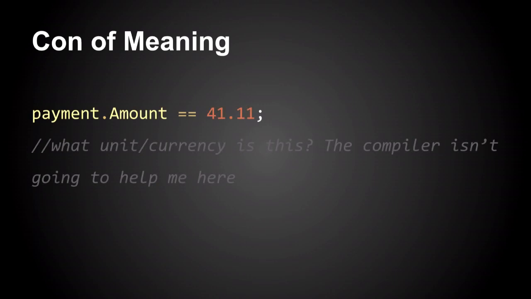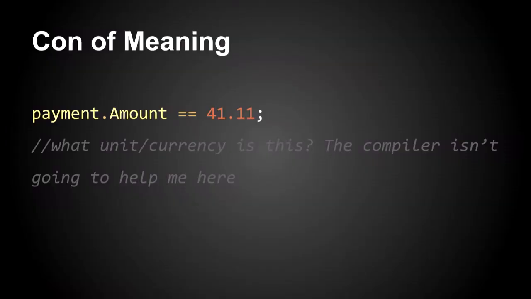All right. Here's another one where this comes up. This is a code smell called primitive obsession. Has anyone heard of that? Primitive obsession. So I've got a type here called Payment, and it's got a property on it called Amount, and I'm assigning some value to it. But there are some important things that are not considered in this.